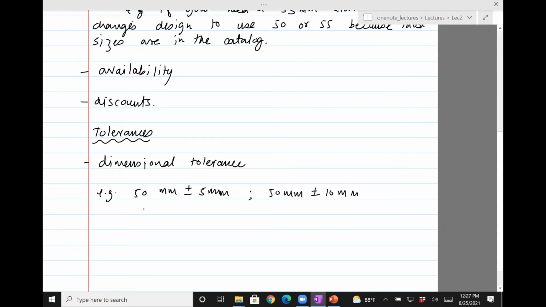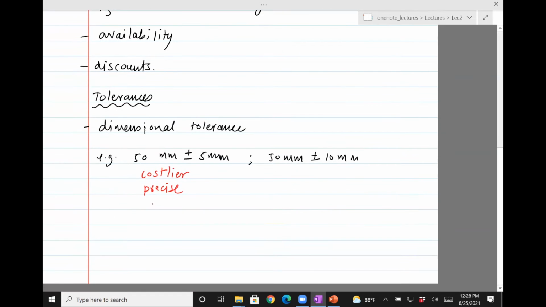So it's very likely that this one is costlier. It's more precise, clearly, but it's costlier. That's because to have that tolerance within plus or minus 5, you need to do two extra steps with your machinery. You need to sand it, file it maybe. And so it basically makes it more expensive. Okay, so this might be costlier, this is precise. This is cheaper, less precise.